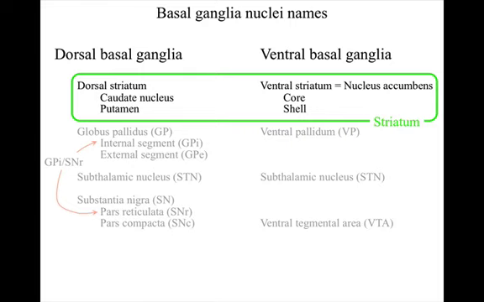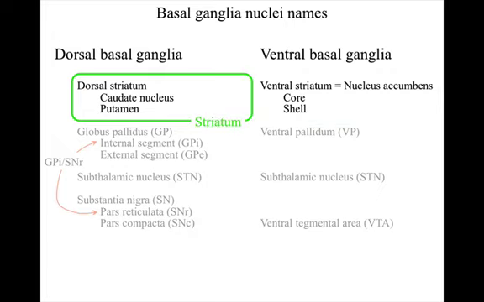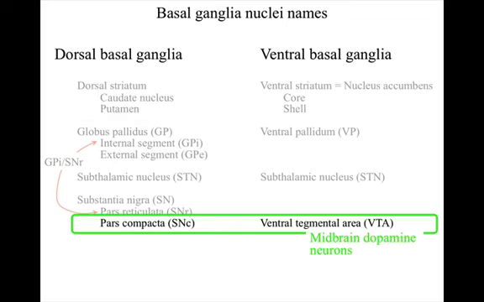The combination of putamen, caudate, and nucleus accumbens, core and shell, is sometimes referred to as a whole as the striatum. But sometimes the term striatum just means the dorsal striatum. Finally, the pars compacta and the ventral tegmental area contain most of the dopaminergic neurons in the brain and are together sometimes referred to as the midbrain dopamine neurons.